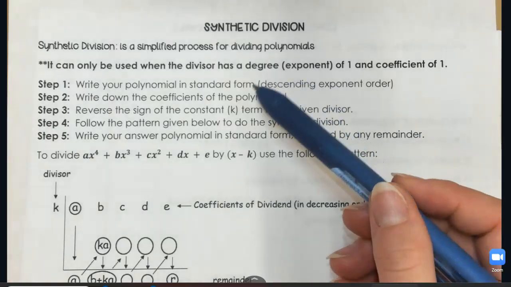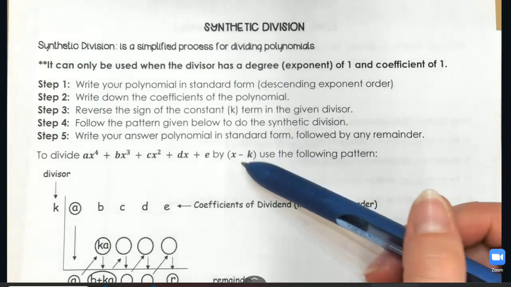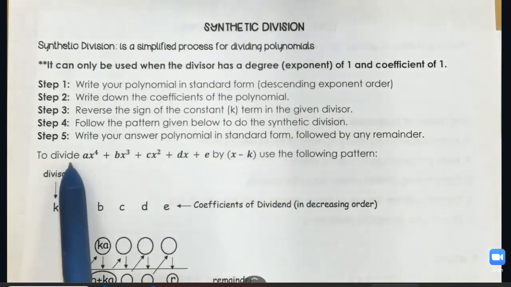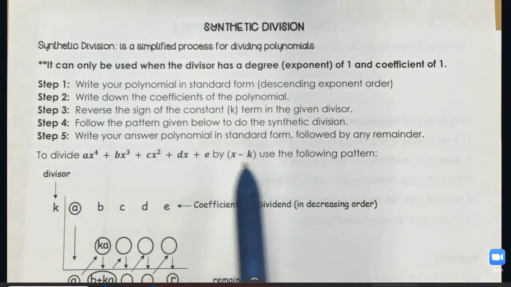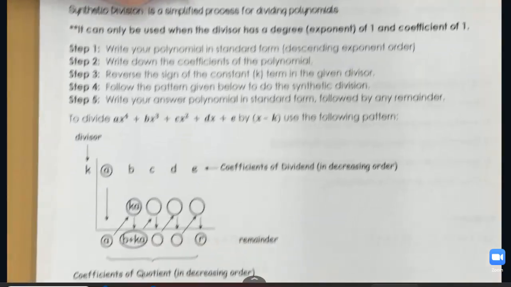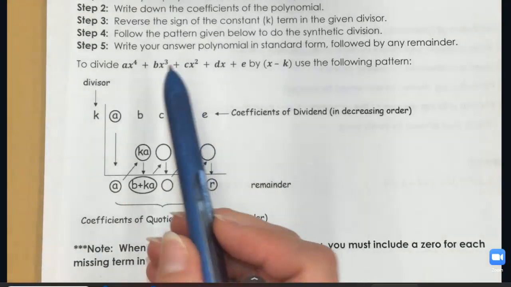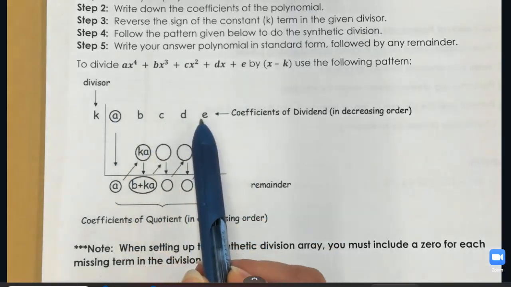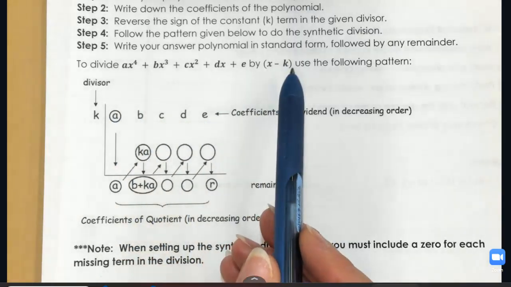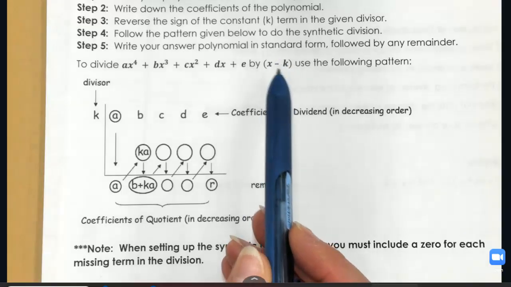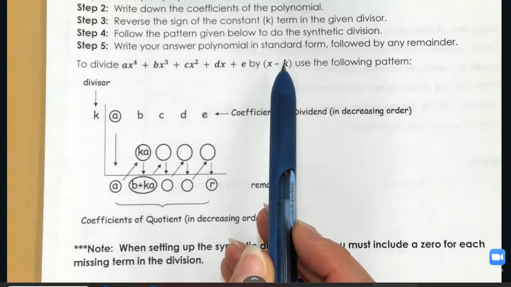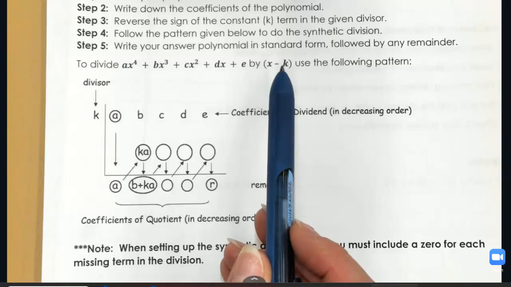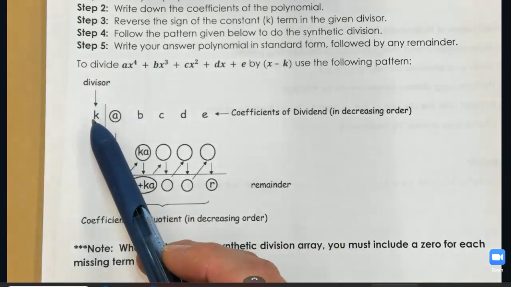So these are the detailed steps. I trust that you can read. I'm not going to read this at you, but if this is my dividend and this is my divisor, what you're going to do is set up an upside down house of sorts, and the coefficients for your dividend are going to go inside the house. And then the opposite of your constant for your divisor, so whatever number this is, like say 2, the opposite of positive 2 would be negative 2, etc. That is what's going to go outside.